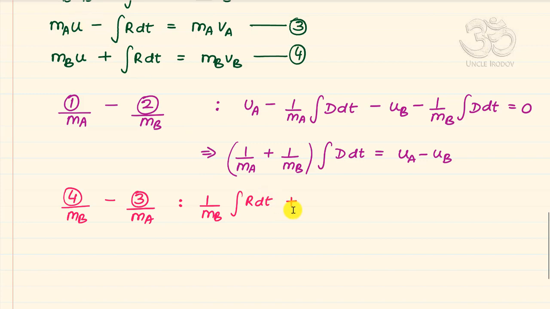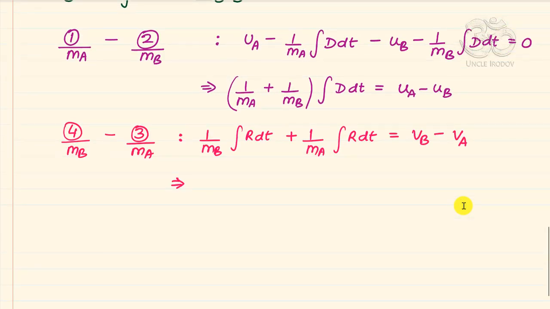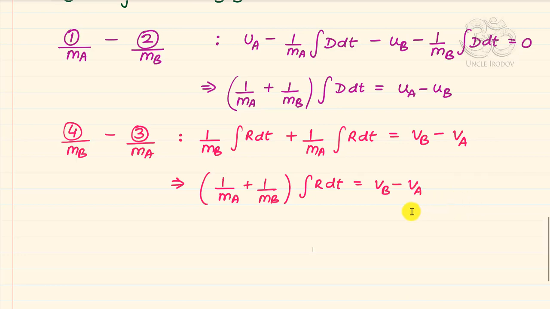So plus 1 by ma integral r dt is equal to, and on the right hand side what is it that you're going to get? Dividing the entire RHS by mb, only vb will be left, vb minus, and here only va will be left, va. So 1 by ma plus 1 by mb integral of r dt is equal to vb minus va. And you can easily find the ratio now.